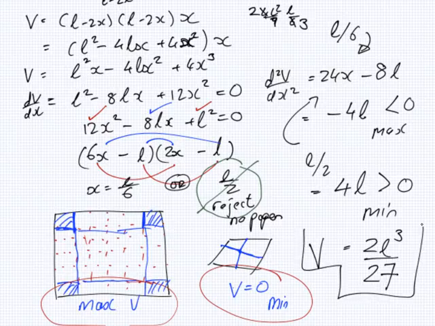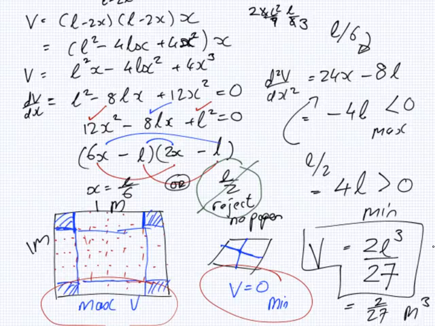So this is the maximum volume you can make. For example, if this was a 1 meter square, then the maximum volume you can make is 2 over 27 meters cubed. You can't make the box any bigger than this.